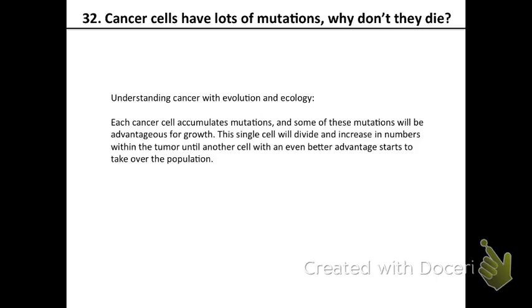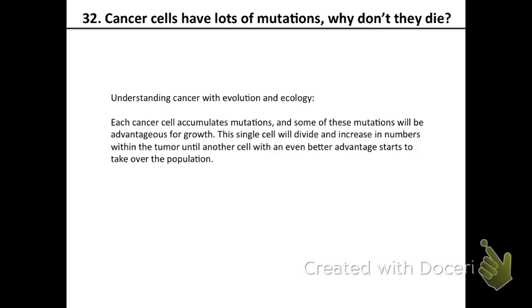These are the concepts that I'm trying to teach, and they can also be applied to cancer. So each cancer cell basically accumulates mutations, and some of these mutations will be bad, so they're going to die, but some of them will be advantageous for growth. So this single cell that has a mutation that has an advantage to grow will divide and increase in numbers, right, within the tumor until it accumulates more mutations that will give it more advantage, or another cell with even better advantage can start to take over the tumor.